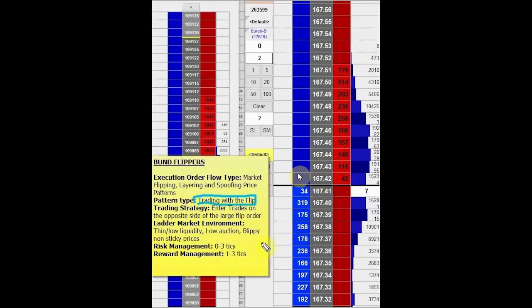For risk management, you're looking at 0 to 3 ticks because you're trading just on the opposite side of the flip. If it starts going against you, you get out immediately, and you wait until you find that liquidity bucket where there's a two-way flow and absorption. Your reward management is 1 to 3 ticks as you trade within the range where the algo is working. The flip usually works a very tight range: in the Bunds about 3 to 4 ticks, in the DAX sometimes 5 to 10 ticks. So we're looking now for this large order, and let's see how this plays out.